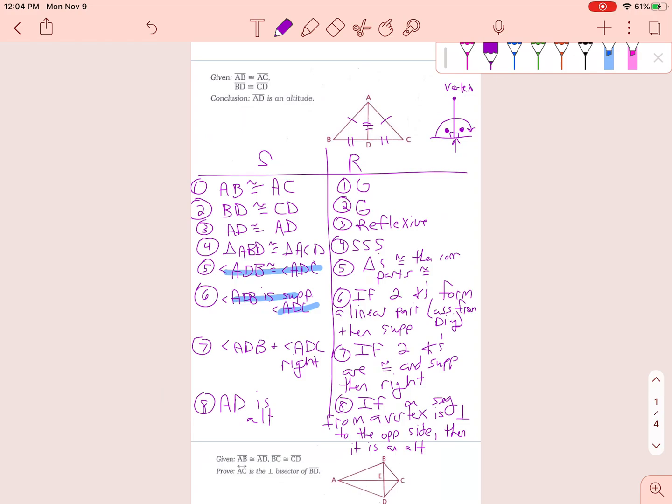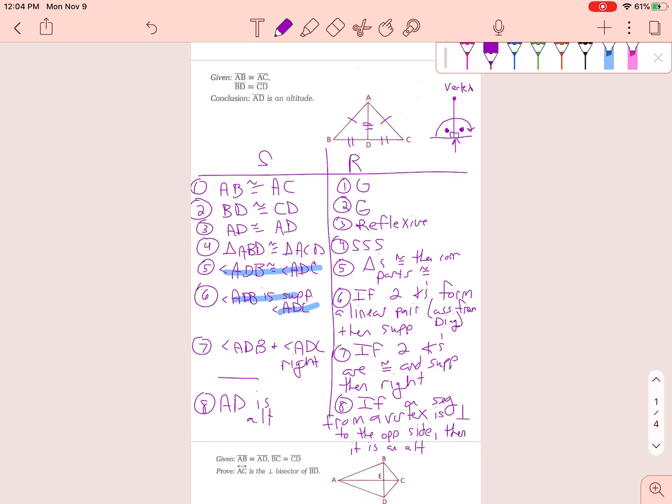Proving the right angles is enough. If you'd like to add a step in saying that the segments are perpendicular because the right angles are formed, you can absolutely do that. Too much information isn't always wrong, okay? So giving me additional information is perfectly fine.